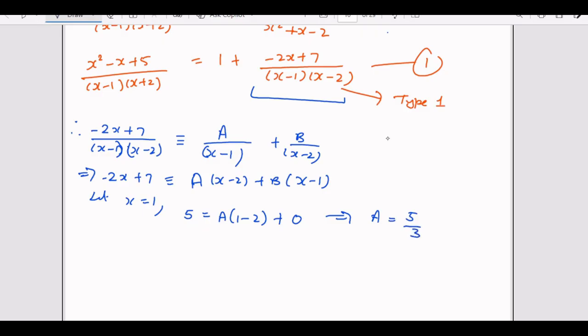X is 1, this was plus, sorry, it is plus here. Yeah, so we got a equals 5 over 3.